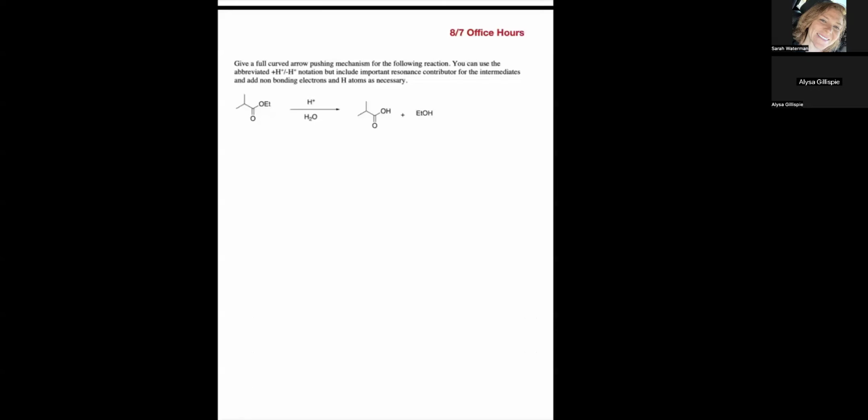Dr. Bly's extra credit worksheets. So I'm hoping that they'll still apply in the same ways, I imagine. So the first ones are to give a full curved arrow pushing mechanism for the following reactions. You can use the abbreviated +H+ -H+ notation, but include important resonance contributors for the intermediates and add non-bonding electrons and hydrogen atoms as necessary.